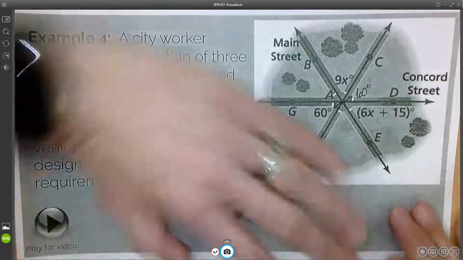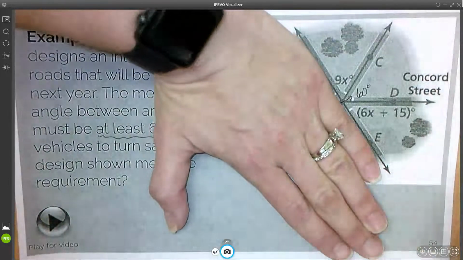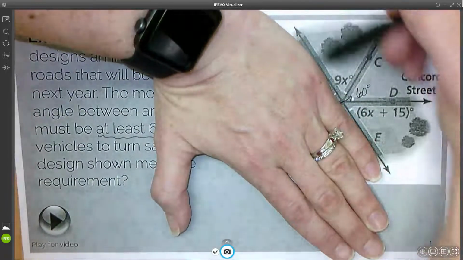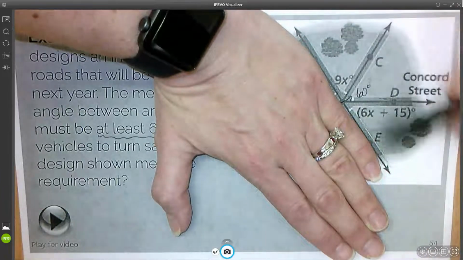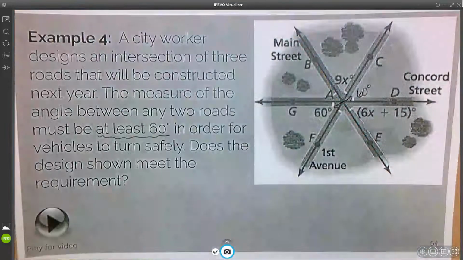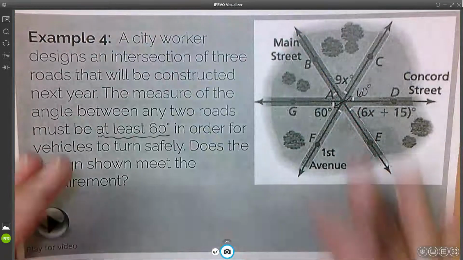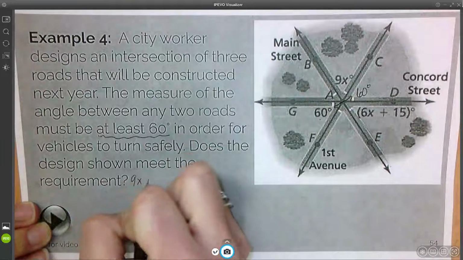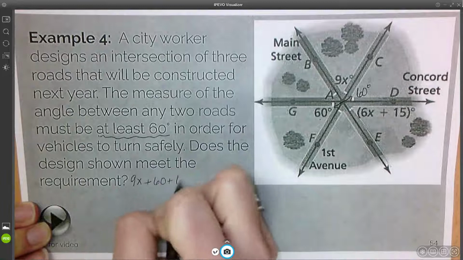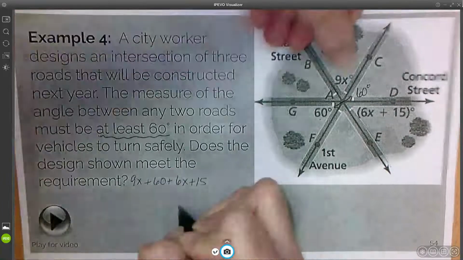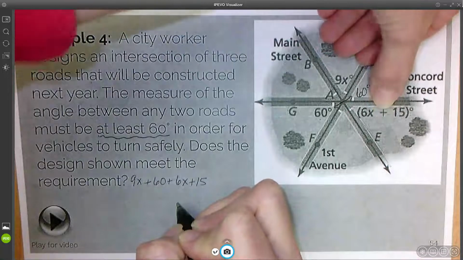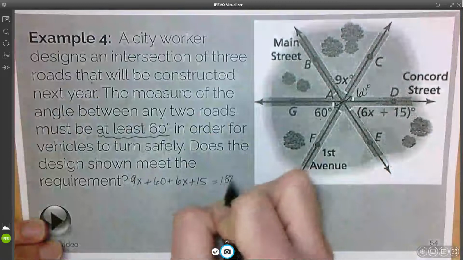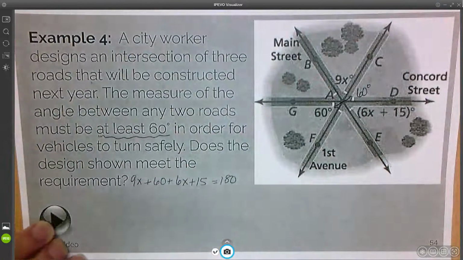And then I start to notice that if I cover up the rest of it, these 3 angles right here, 9x, 60, and 6x plus 15, all make this straight line, this street right here. And we know straight lines have to total 180 degrees. So I can use that information to solve for x. So I'm going to set up my equation here of 9x plus 60 plus 6x plus 15. So 9x plus 60 plus 6x plus 15 all makes this 180 degree line right here. So they all add up to 180 degrees.